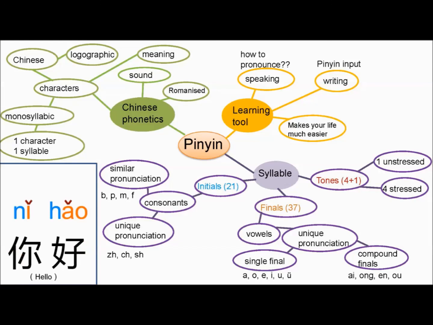Let's have a brief recap here. Pinyin is the Chinese name of Chinese phonetics. It tells you how Chinese characters are pronounced and used as a learning tool for Chinese speaking and writing. One Chinese character consists of one Pinyin syllable, and one Pinyin syllable consists of one initial, one final, and one tone. Now we have already got a general idea of Pinyin. Next, we can take a closer look at the initials, finals, and tones.